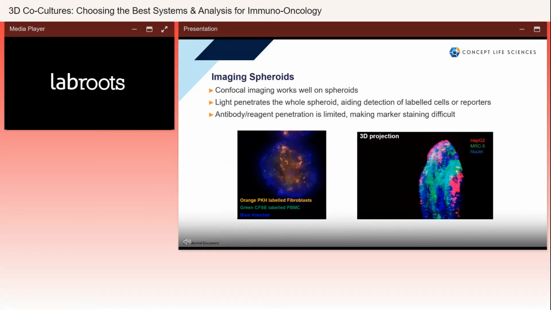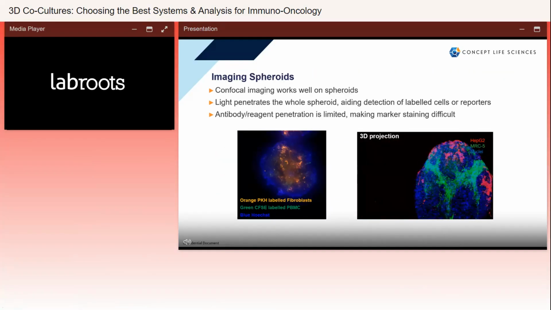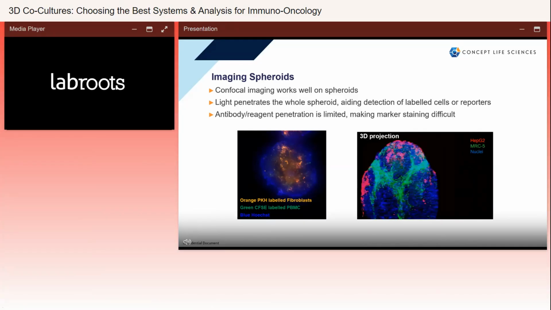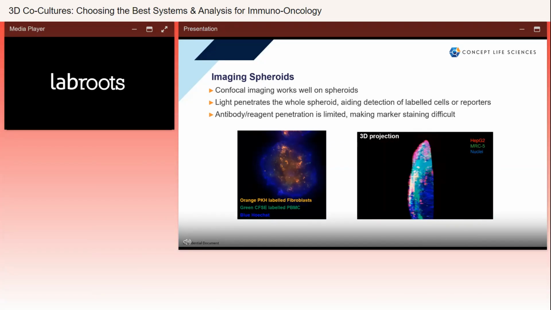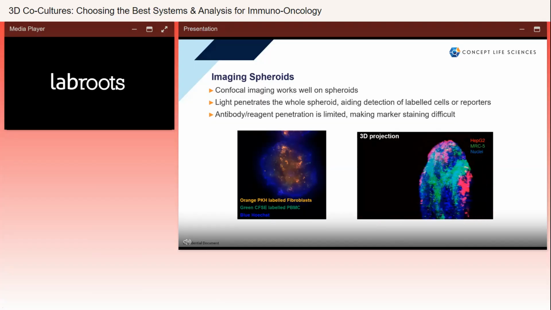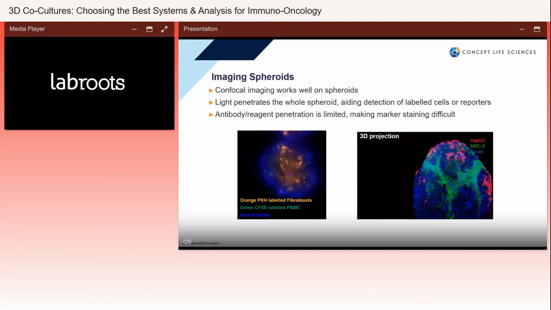So the other thing you can do is look at imaging these spheres at the end, so you can see where things are directly within the sphere. And obviously that requires some confocal imaging, because they are complex structures, and light needs to be able to penetrate, and you need to be able to work out where things are. However, we have found some challenges here.